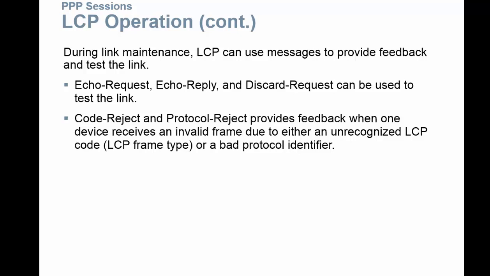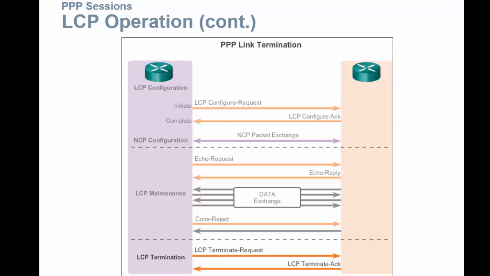You have code reject, and protocol reject provides feedback when one device receives an invalid frame due to either an unrecognized LCP code or LCP frame type, or a bad protocol identifier.